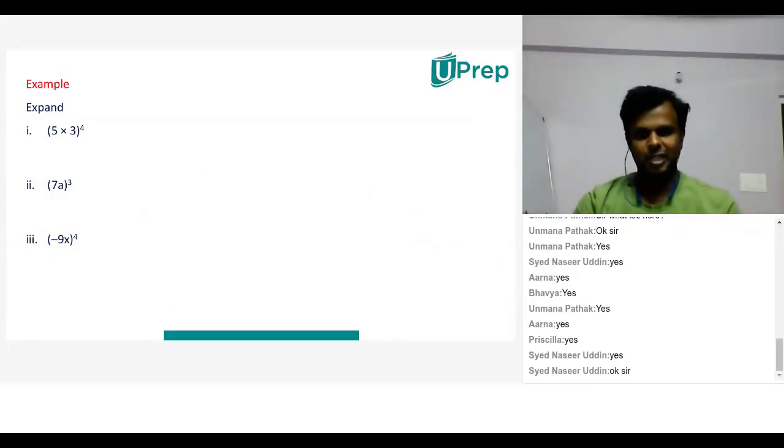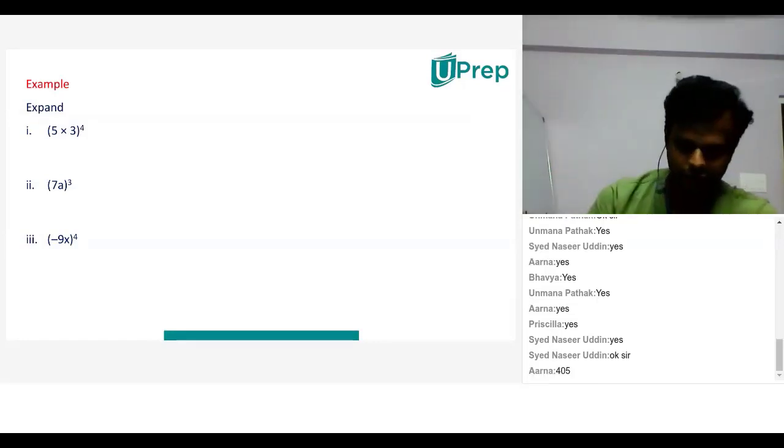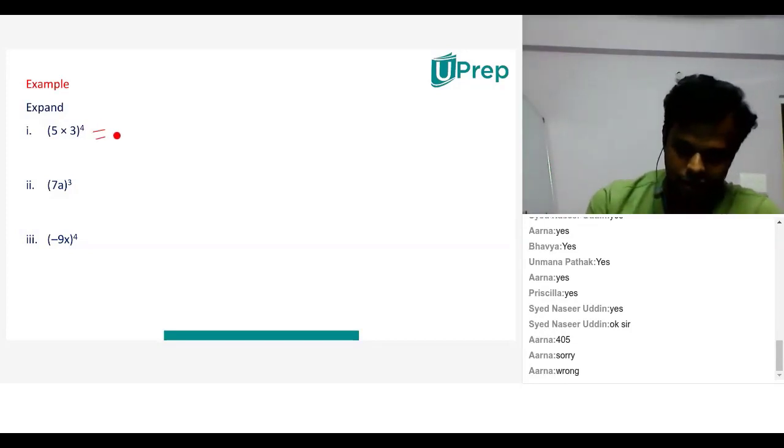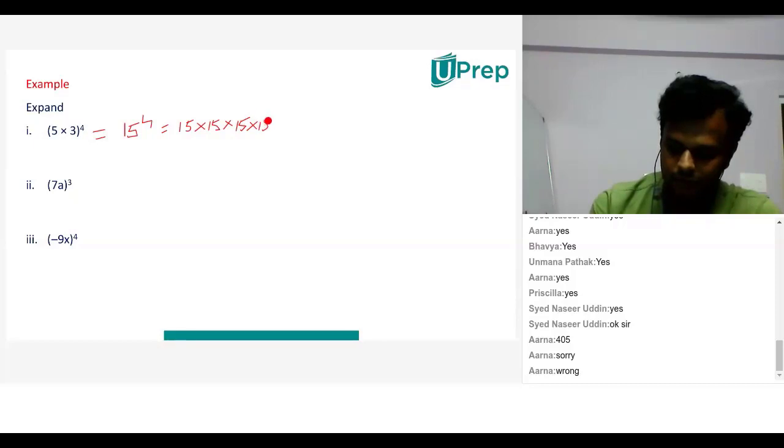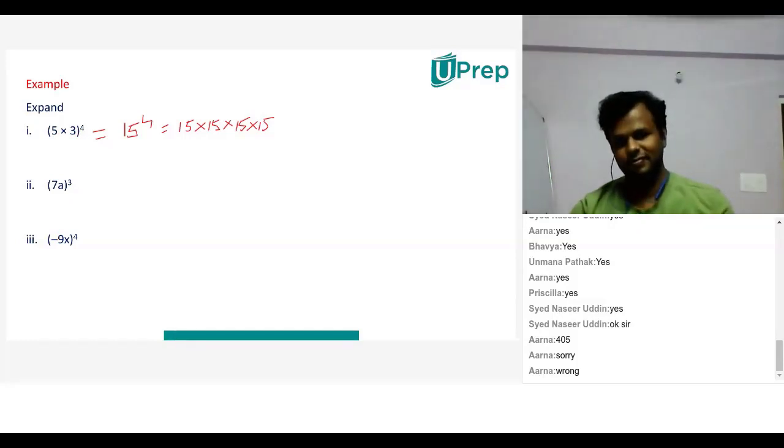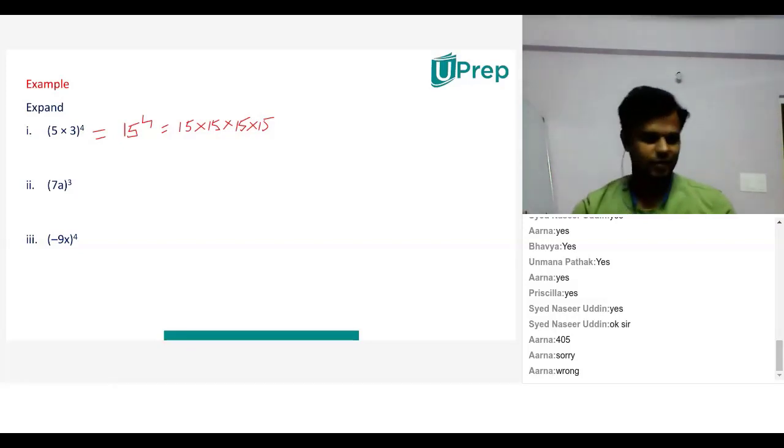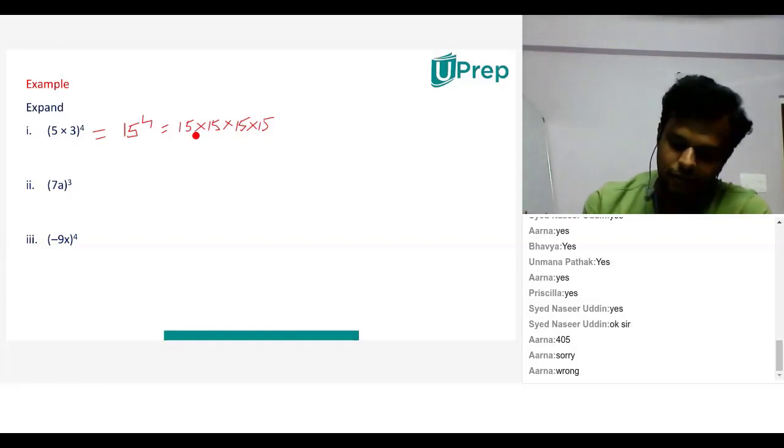What is the answer for this? Expand. The first one is what? 3 into 5 is 15. That means 15 raised to the power 4. You have to multiply 15 with itself 4 times. See, 5 into 3 is 15, right? 15 power 4. 15 raised to the power 4 is 15 multiplied 4 times.